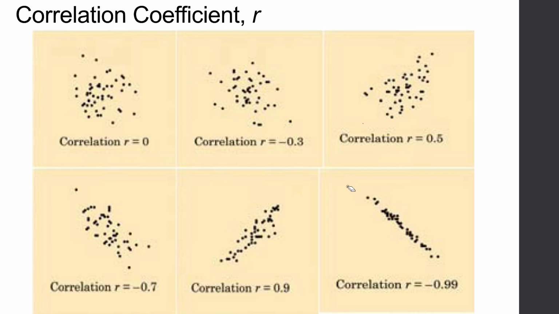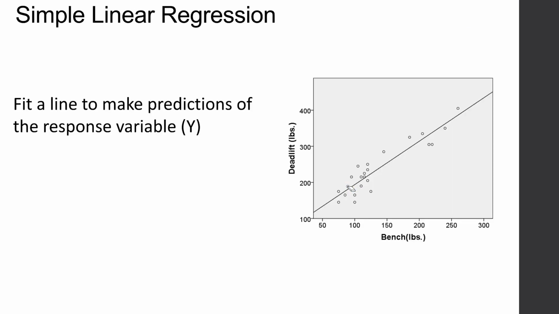And the 0.99 tells you that it's very, very close to a linear form. So the closer your correlation coefficient is to 0, it's probably going to look more like a cloud of points. And the closer that you get to positive and negative 1, it's going to be tighter and tighter to a linear form. All right, so now we're going to jump into simple linear regression.